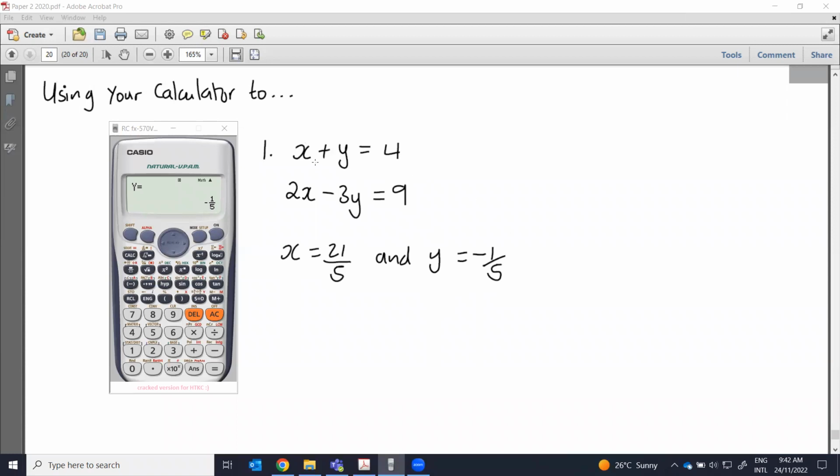So you can always check by substituting: x is 21/5 plus y is -1/5. That will give you 20/5, which is equal to 4. And substitute it in here as well. You'll see that the answer is 9. So this is a quick and easy way to check that your calculations are in fact correct.